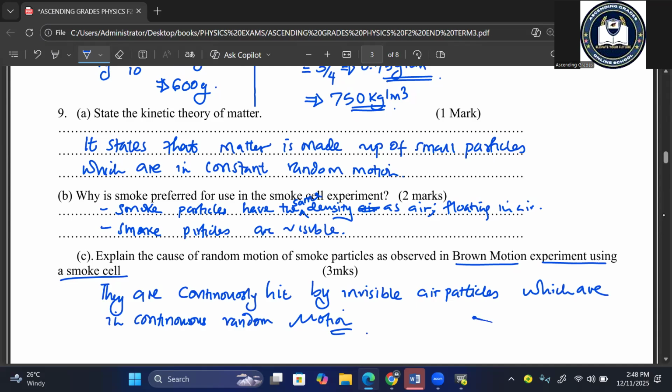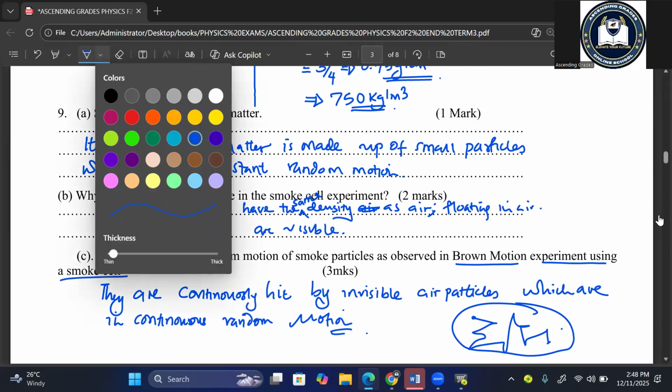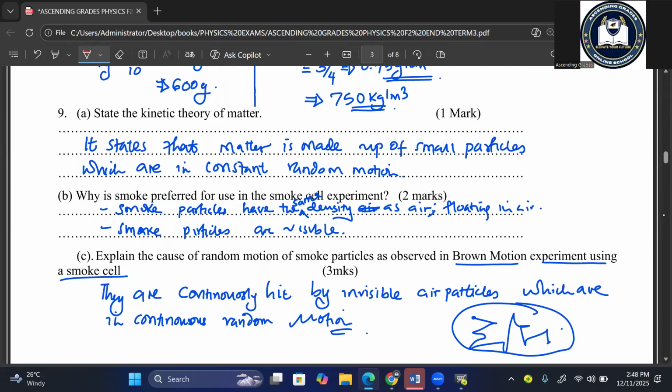So that is why you can see them in zigzag motion. This motion is created by the invisible air particles. Then you need to be very careful. You may see my answer is very brief, but it will be awarded 3 marks. So the first thing is they are being hit. You can also say they are being bombarded. And then I must describe the air particles. They are invisible. And then they are in continuous random motion. So first mark, second mark, third mark.